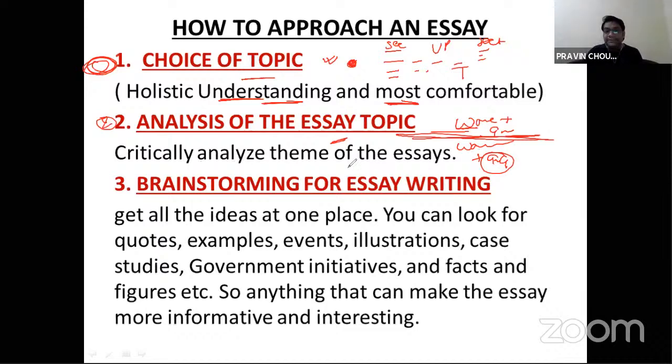Critically analyze the theme of the essay, what you are going to write, what is the basic idea of the essay. What the examiner wants is that you show how much you know about the content, how much knowledge you have about women empowerment, how you arrange your words, how you summarize your conclusion, and how you introduce your essay. Basically it is arrangement. The most important thing about essays: if you define an essay, what is an essay?